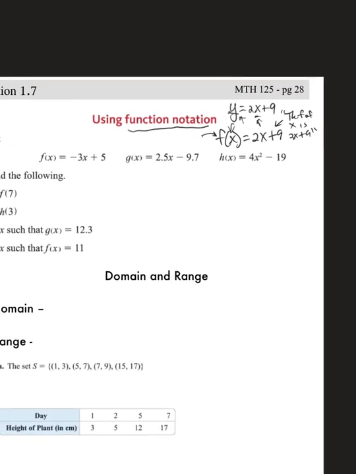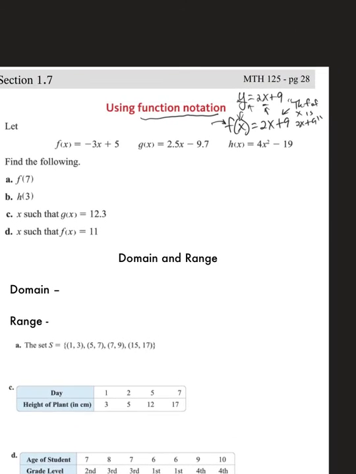The thing about functions is it doesn't always have to be f. For instance, I have here three different examples of functions. One is defined by f, one is defined by g, one is defined by h. And each of them has a different rule that, if you were to put an input into it, would do something different to produce the output. For instance, f would take the input, multiply it by -3 and add 5 to it. If I were plugging into h of x, it would square the input, multiply it by 4, and subtract 19.